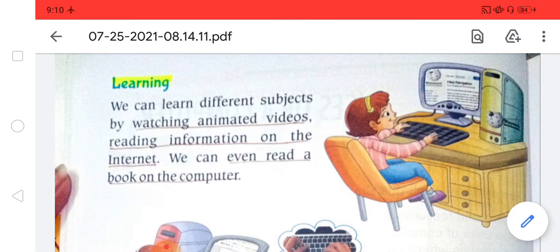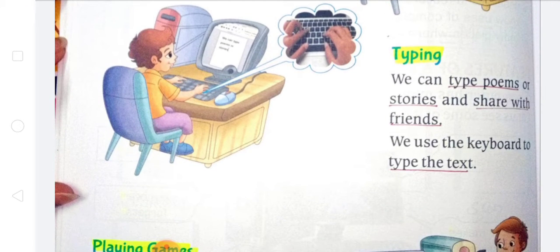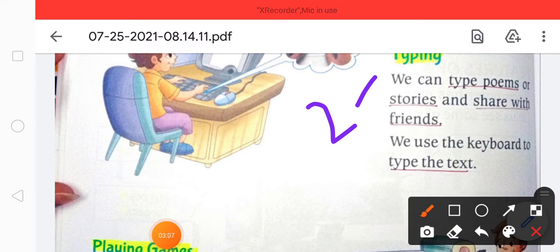All human beings, just like you, or some children also use computer for learning. Then if we see, this boy is typing and writing anything he wants on the computer. So we can type poems, stories, and share with friends with the use of keyboard. Keyboard is used to type the text. So we also type on the computer. This is the second use of computer, that is typing.